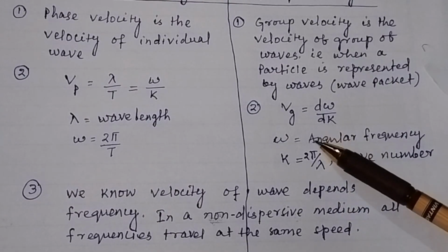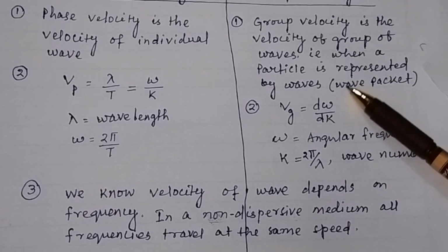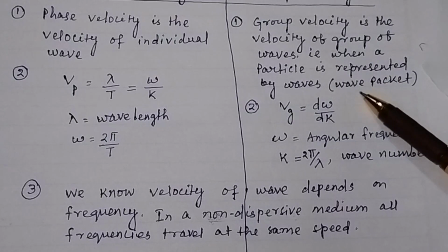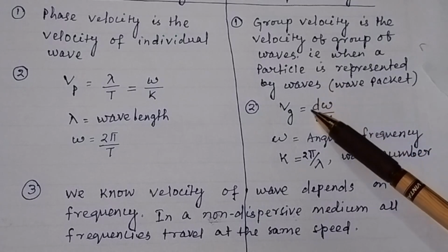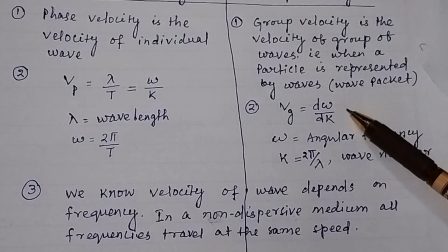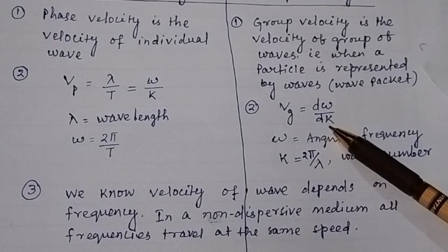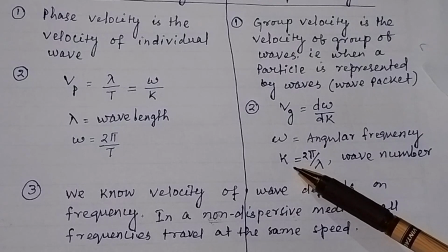Why do we take the derivative? Because in a wave packet there is a large number of waves with slight variation in frequency. That is why we take the derivative of omega, or angular frequency, with respect to the wave number. Because in quantum mechanics, instead of wavelength, we take wave number.